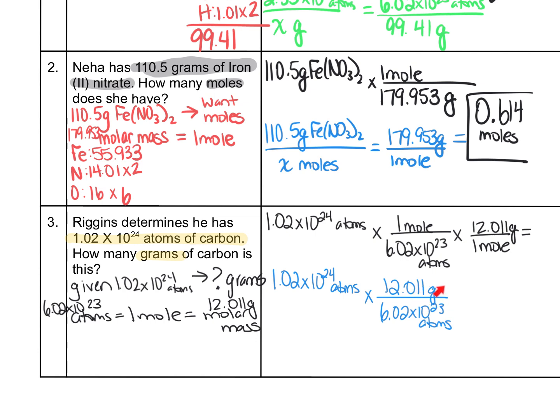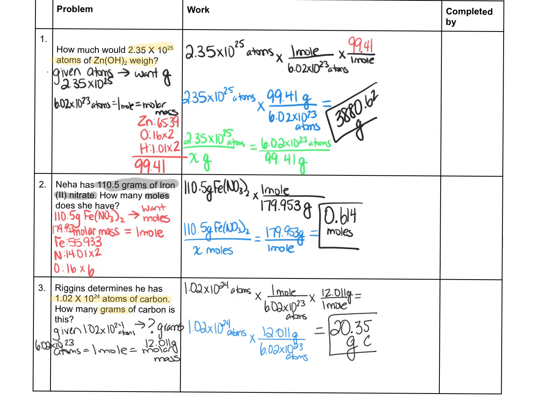Since I want to find grams, I put grams on the top. No matter what, you should get the same answer if you put it into your calculator correctly. So you should get 20.35 grams of carbon. So again, pause the video if you need to. A great way to practice this is to erase everything, try again, and then come back here and check to see if you did it correctly.